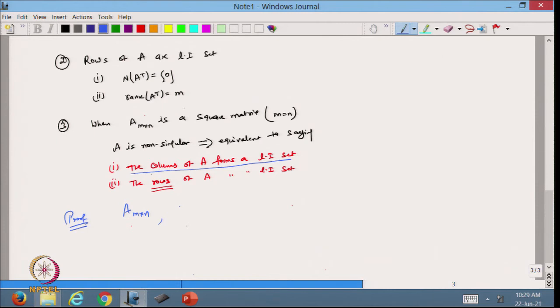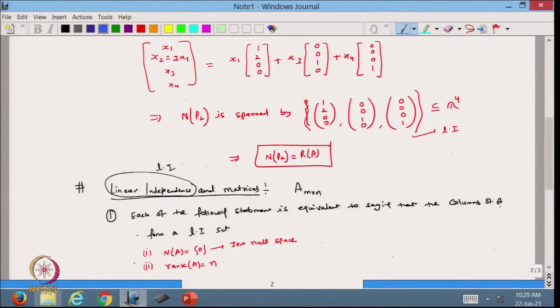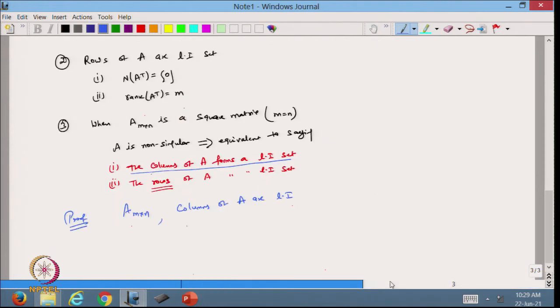So I am saying that the columns of A are linearly independent. This is equivalent to saying that the null space contains only 0, or that the rank is equal to n. So, this is the proof for the first one.